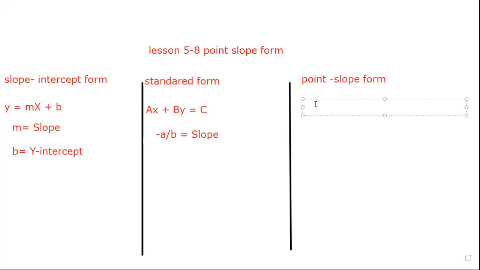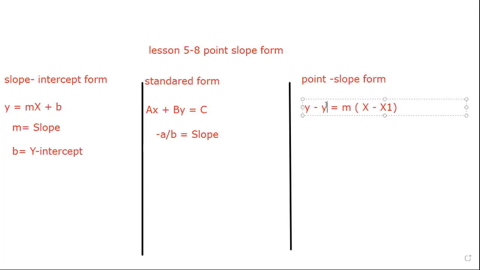And this is our topic, which we are going to talk about in detail today. Then what is the general form? The general form will be y minus y1 equals m, open parentheses, x minus x1, and then close the parentheses.